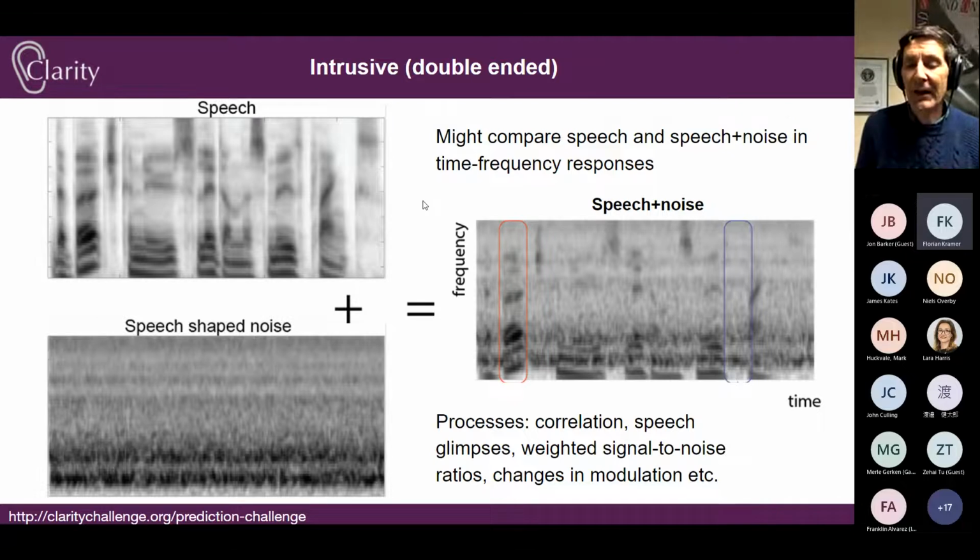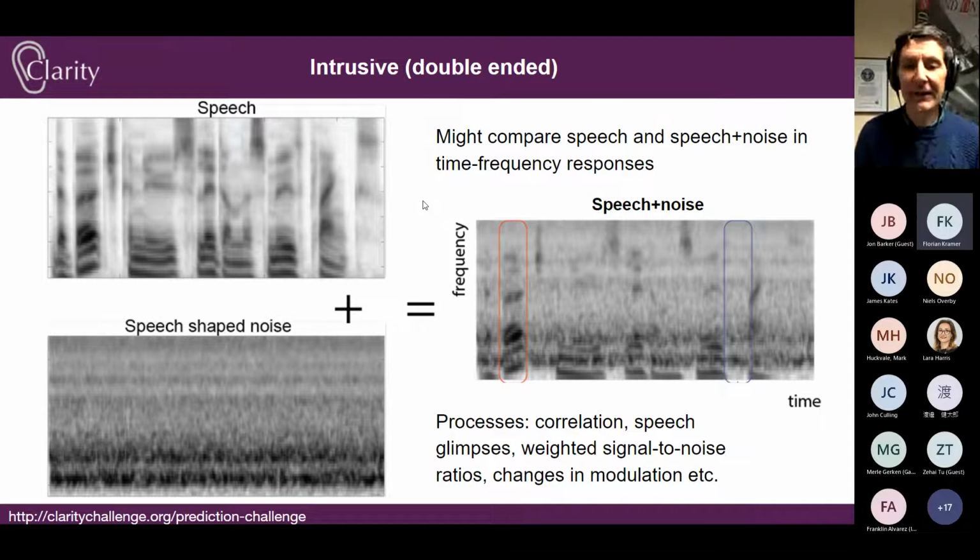And there's various mathematical processes. There's probably others on this call who can name some others, but you've got things like correlation processes that exist in things like MB Stoy, so you do a correlation between the two. Glimpse-based approaches, which Cook and Tang developed, where you're looking at which bits of the speech are still visible. I guess if you're looking at this, it's audible really, but it's visible in these pictures. You've got weighted signal-to-noise ratios in each of these bands. You could look at things like modulation.